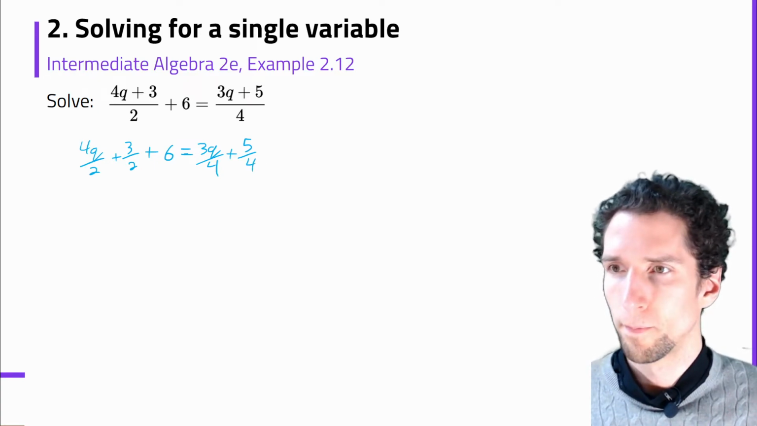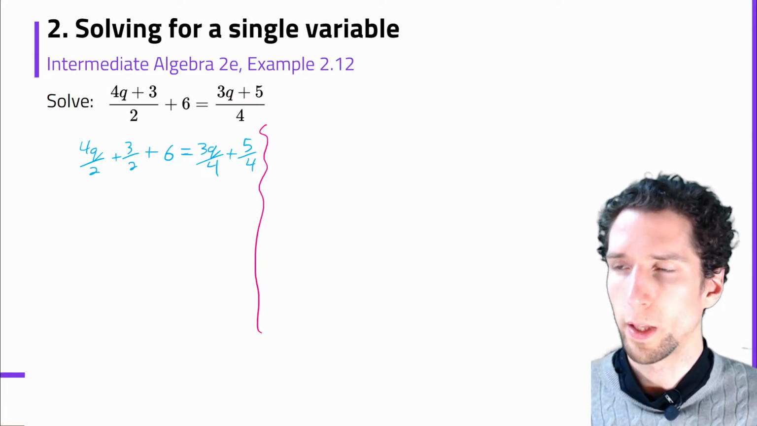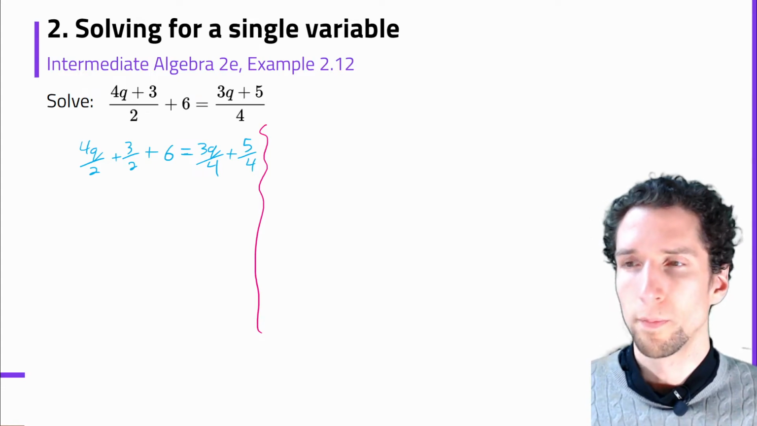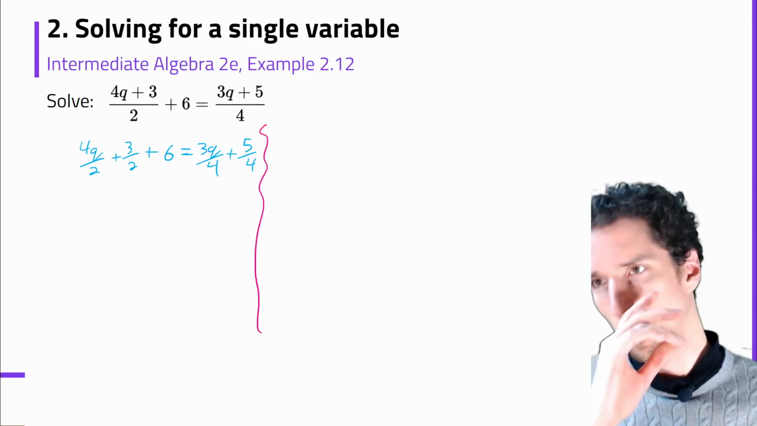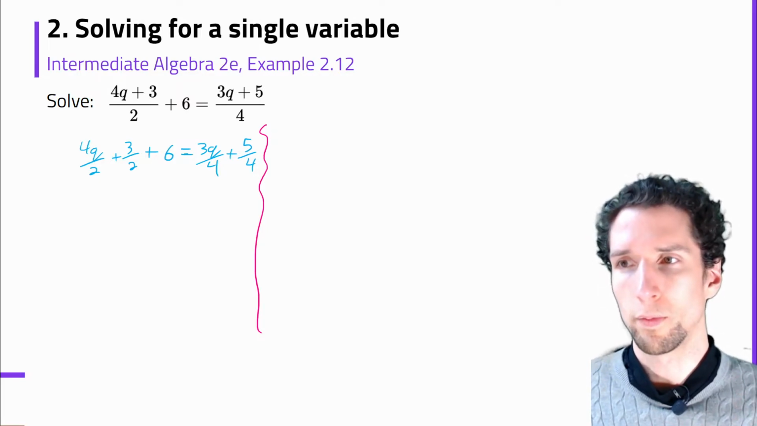That's one way. What I personally would prefer for a question like this is we can find the lowest common multiple, multiply the whole thing by that lowest common multiple, and then get rid of the fractions, and then it will be easier to move things back and forth.